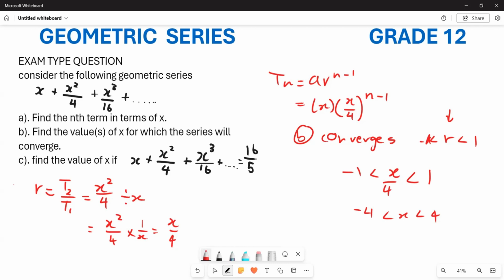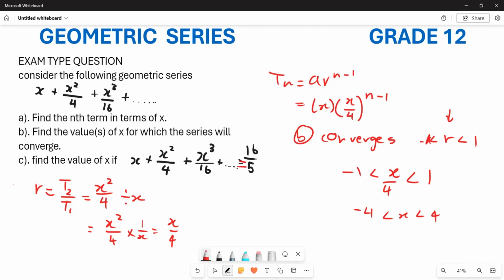Now I want us to look at the last one. The last question wants us to find the value of x if you have x plus x squared over 4, plus x cubed over 16, plus and so on, which is equal to 16 over 5. This is your equal sign here, so it is equal to 16 over 5.